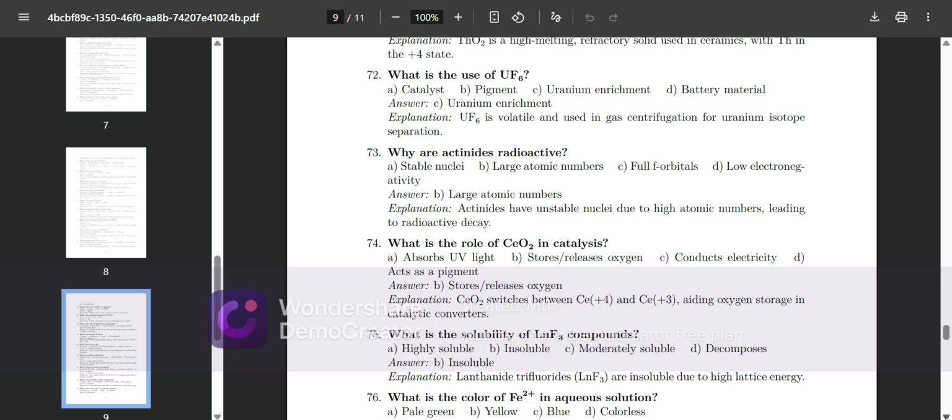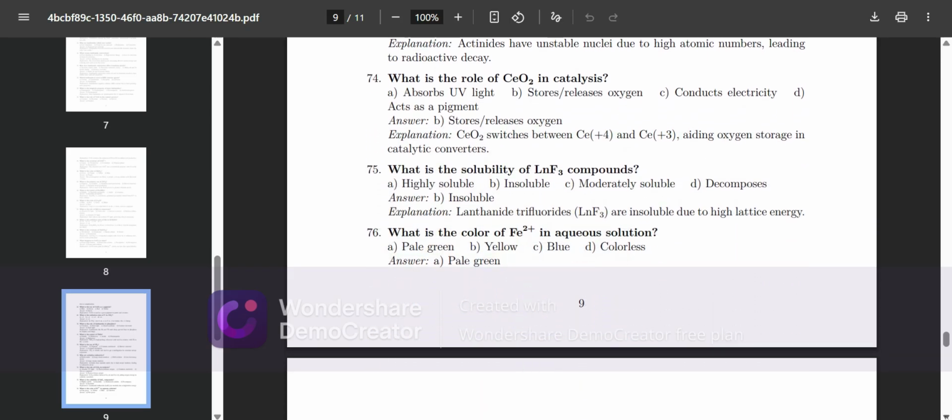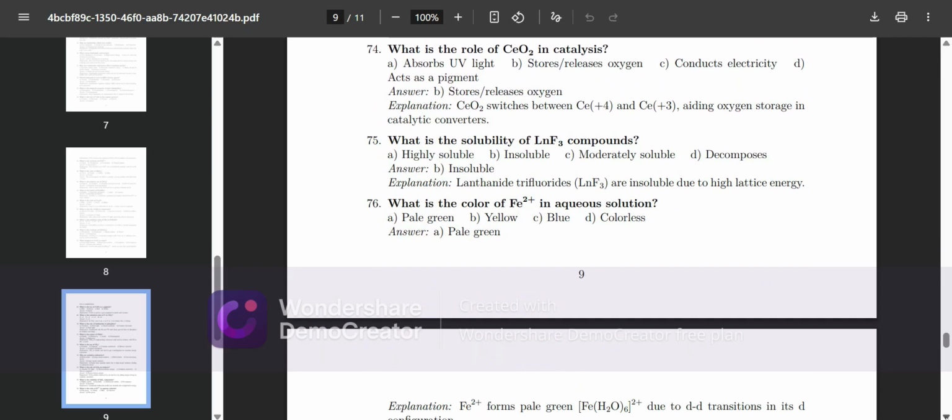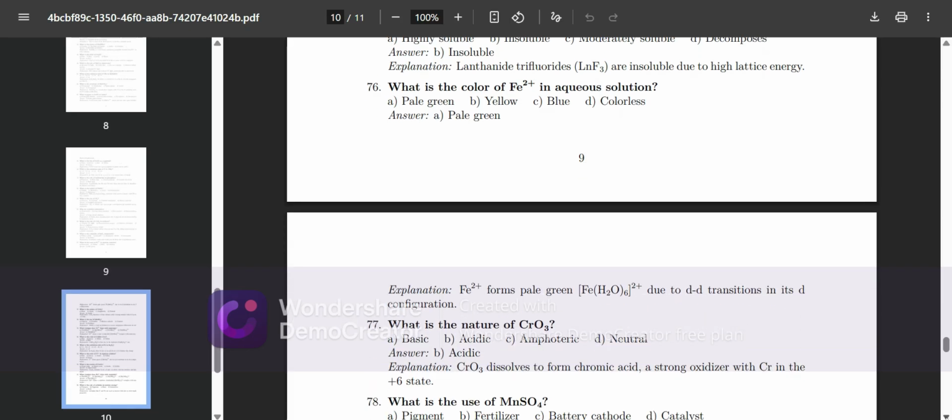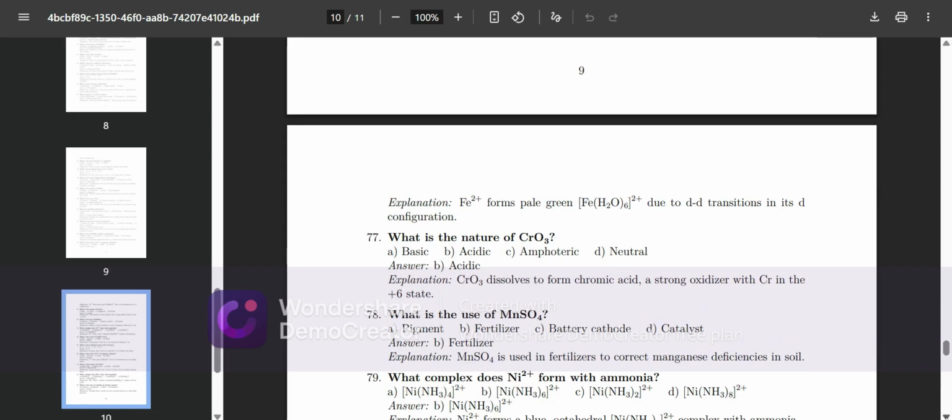What is the role of CeO2 in catalysis? Stores and releases oxygen. CeO2 switches between Ce+4 and Ce+3, adding oxygen storage in catalytic conversion. What is the solubility of LnF3 compounds? Insoluble. LnF3 are insoluble due to high lattice energy. What is the color of Fe2+ in aqueous solution? Pale green. Fe2+ forms pale green [Fe(H2O)6]2+ due to d-d transition in its d6 configuration.